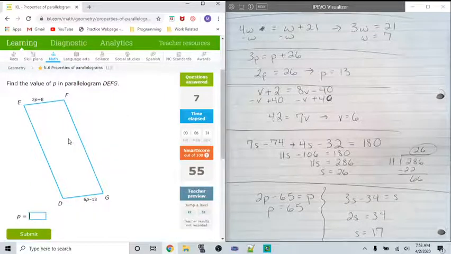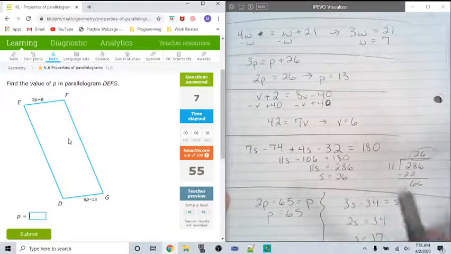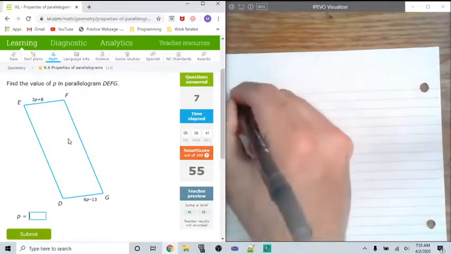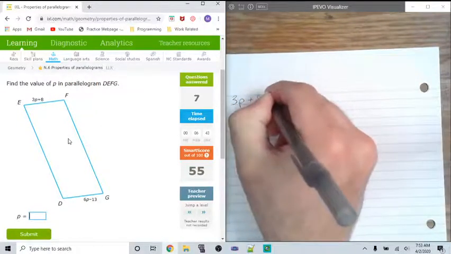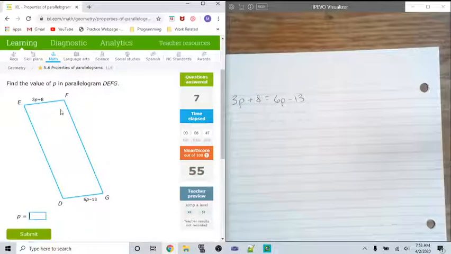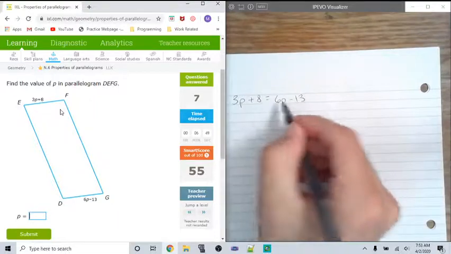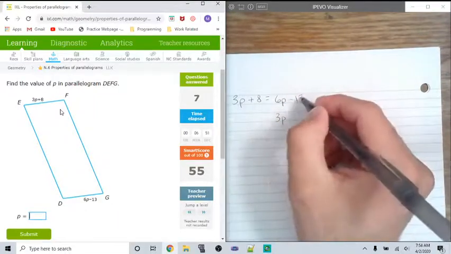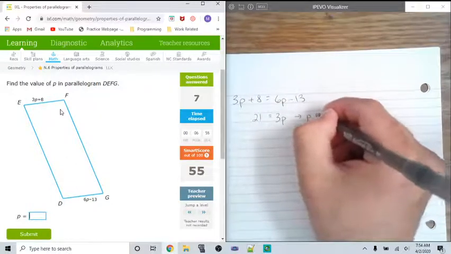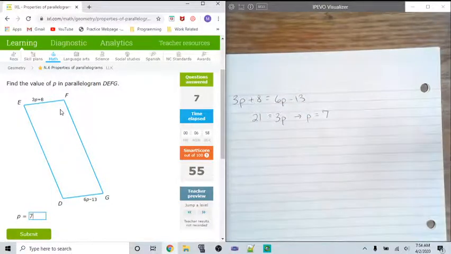All right, they're still asking us to find the value of p. Let's see if we can get this to move along a little bit. So 3p plus 8 must be equal to 6p minus 13 because we're still dealing with opposite sides here. I'm going to subtract 3p from this side, and I'm going to add 13 to this side, and we're going to get another problem where p equals 7.